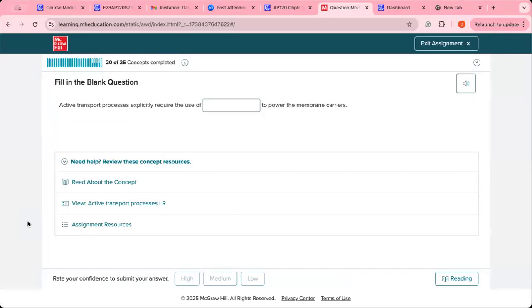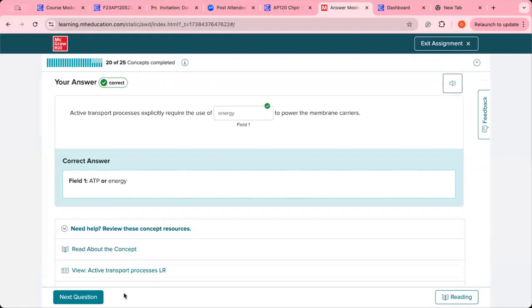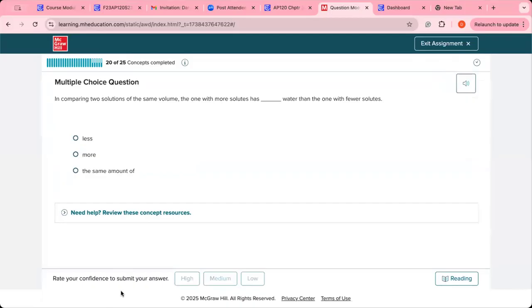I would say energy because it mentions membrane carriers. So try energy there and see if that's what they want. That's a little bit hard to tell. Okay, yeah. Because they mentioned membrane carriers. I thought maybe they wanted carrier proteins, but it mentions carriers in the sentence, ATP or energy. Okay. They would have taken ATP or energy.